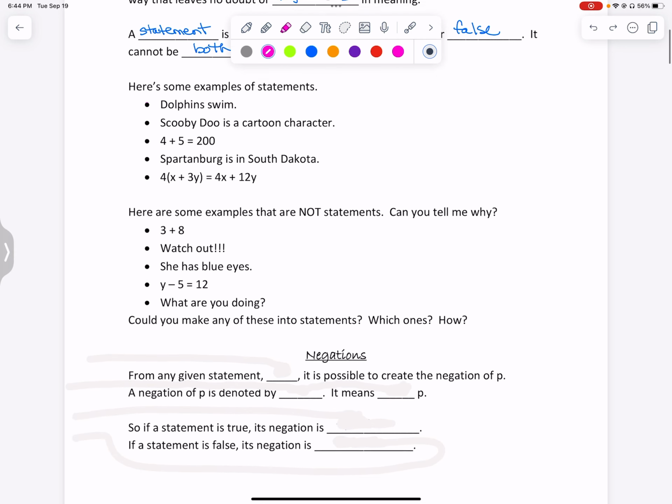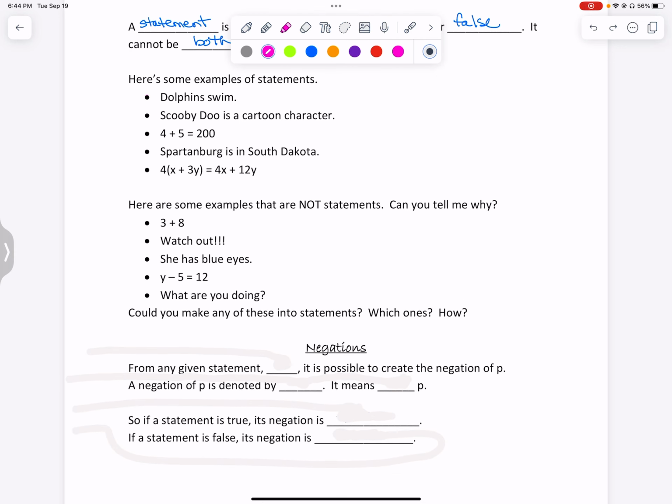Here's some that are not actual statements. So you've got 3 plus 8, or watch out. Okay, so those aren't true or false. She has blue eyes. Well, what makes this vague is I don't know who she is. Here is a math statement, but it's got a Y in it, or what are you doing? So all of those are not statements.